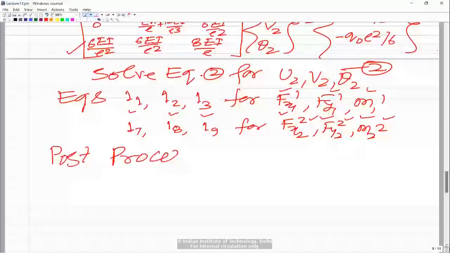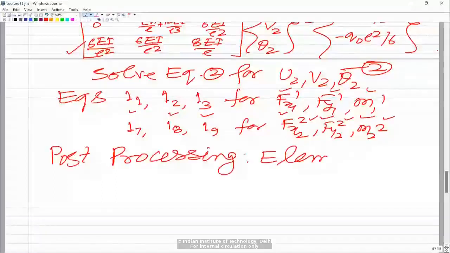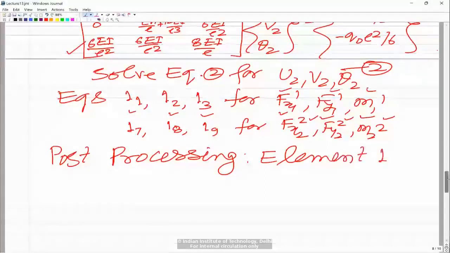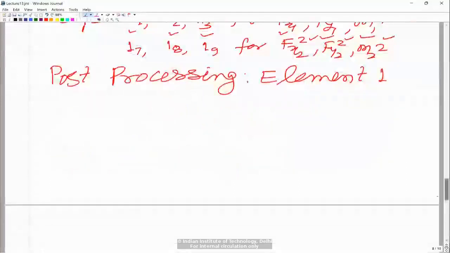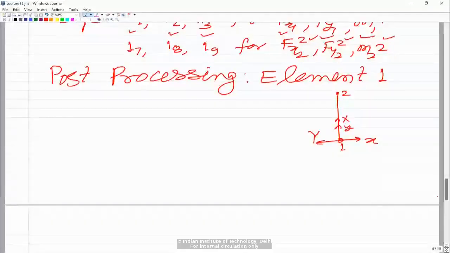Post processing, now element wise. First element, we have been doing this earlier, so it's the same thing I'm repeating. I think subsequently I will not be doing all these steps in detail. You have to do it on your own. You should be able to, because by now I have demonstrated enough examples. If you look at the first element, this is the element. This is its node number 1, local and global both. This is the global x-axis, this is the global y-axis, this is the local x-axis, and this is the local y-axis.